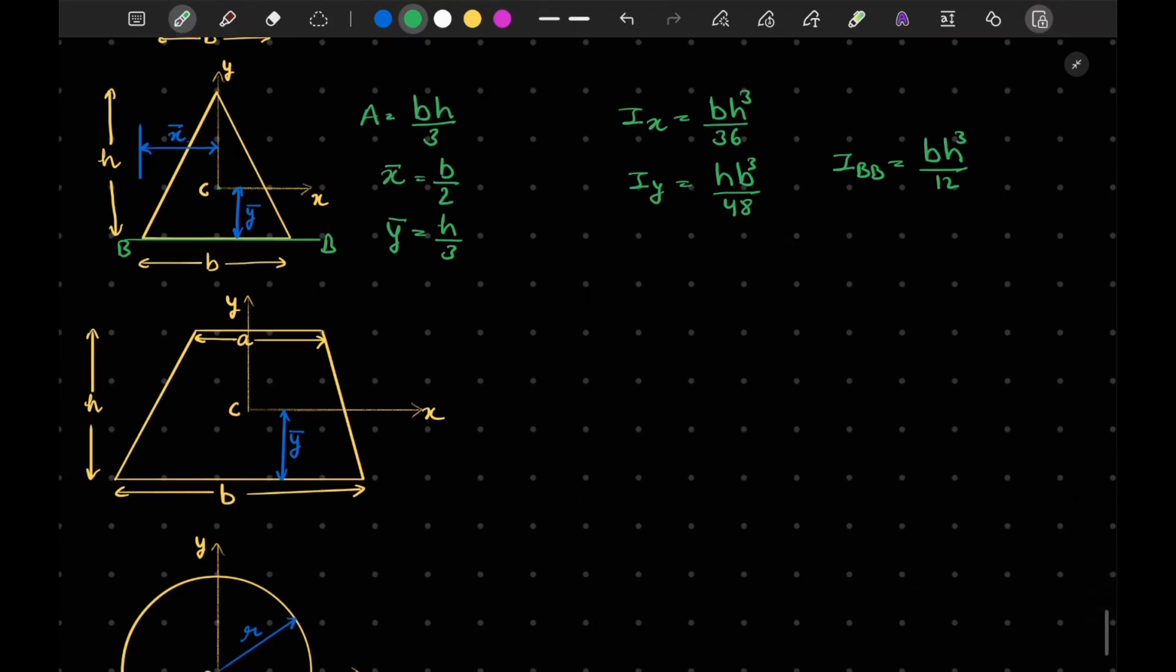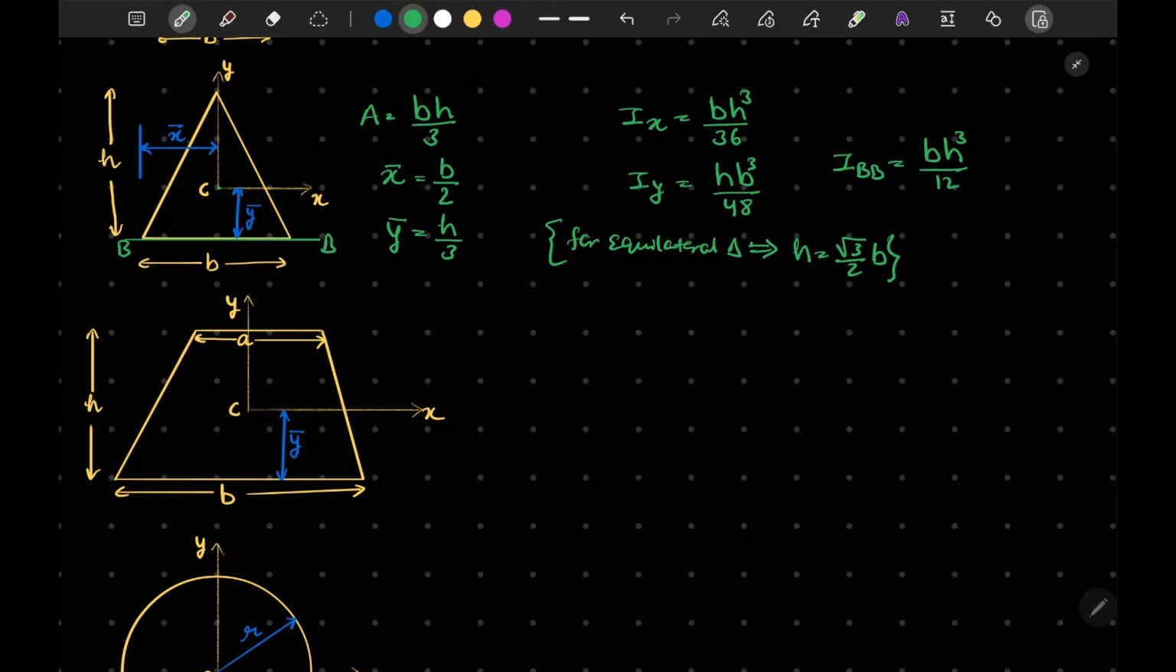Now, a small point you all also know: for an equilateral triangle, what is the condition? The condition is that the height is equal to root 3 by 2 times the base.